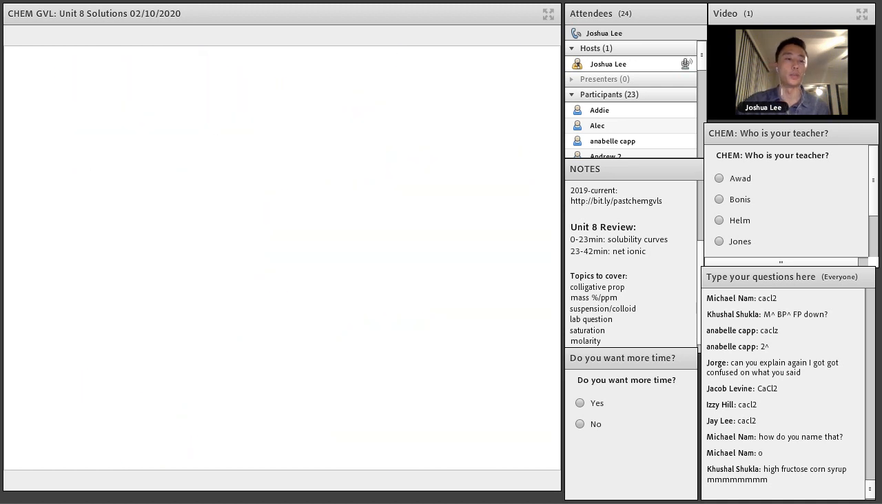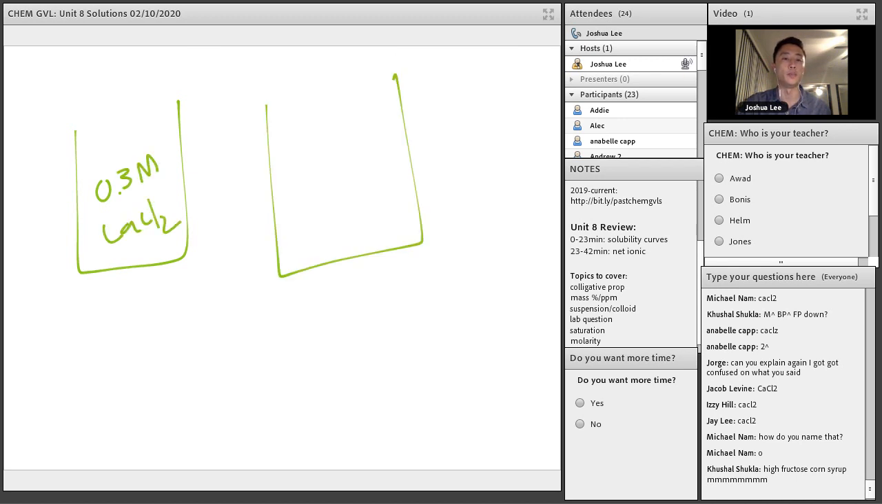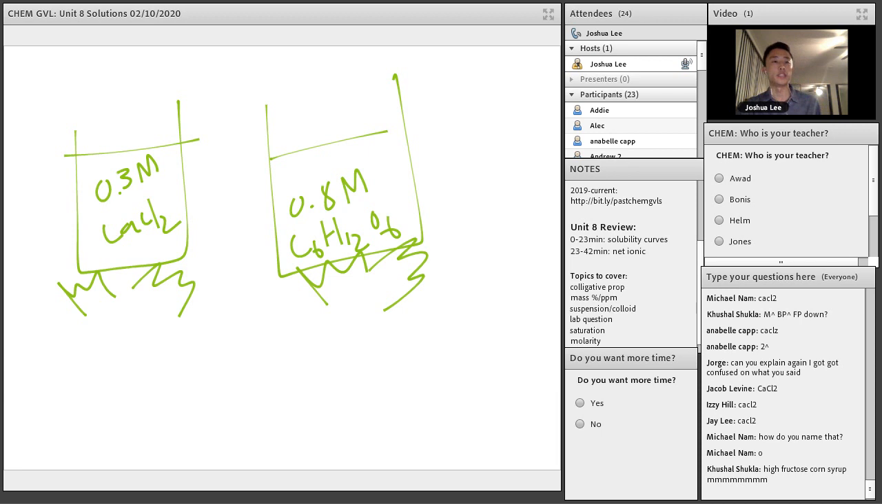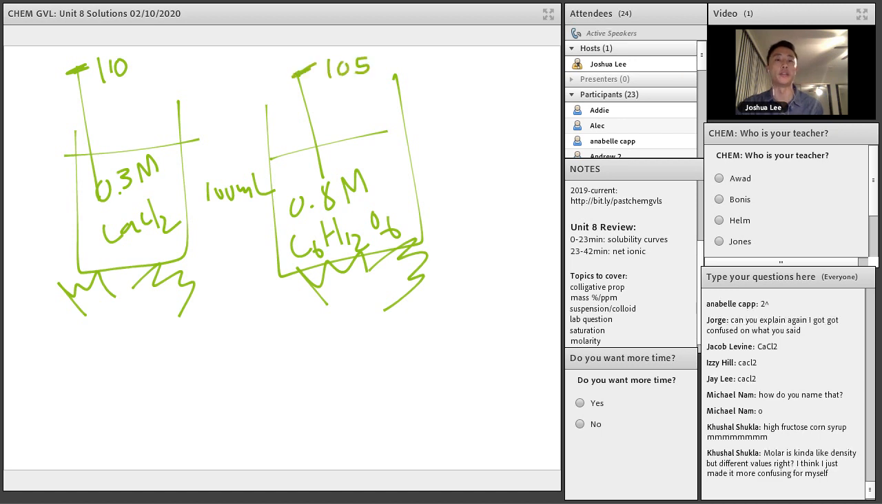So you're essentially just comparing, in this beaker you have a 0.3 molar CaCl2, and in this beaker you have 0.8 molar sugar. Then you start to boil them, and you check their temperature. You have the same amount of water. Let's say you have 100 milliliters of each solution. Check the thermometer. This one will boil at a hotter temperature. Let's just pretend like 110, whereas this one will start to boil at like maybe 105. Like that. So that's colligative properties.